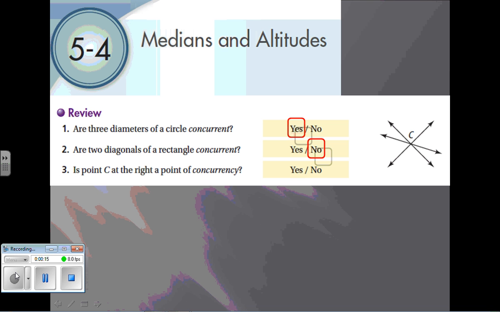Are three diameters of a circle concurrent? Yes, they are. Are two diagonals of a rectangle concurrent? No. And finally, is point C at the right point of concurrency? Remember, point of concurrency is where three or more lines come together. So the answer is yes. Now I know how this thing's working. Okay, so let's continue on.